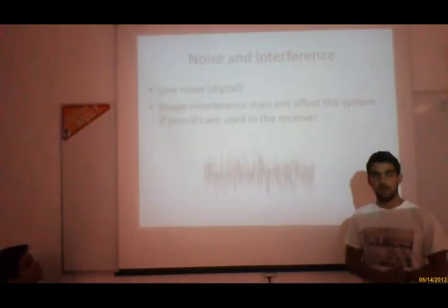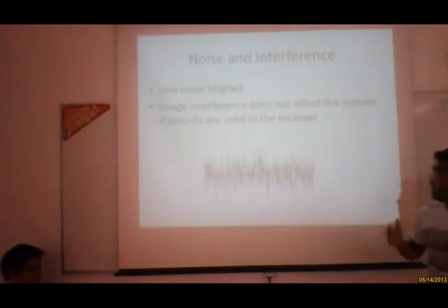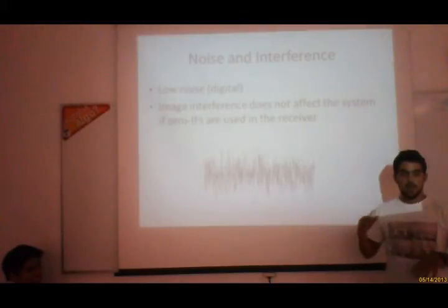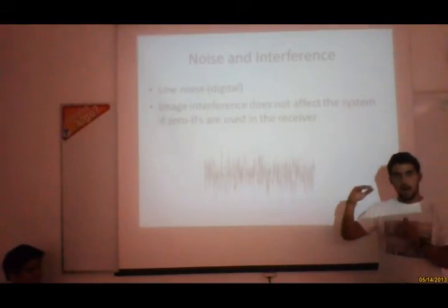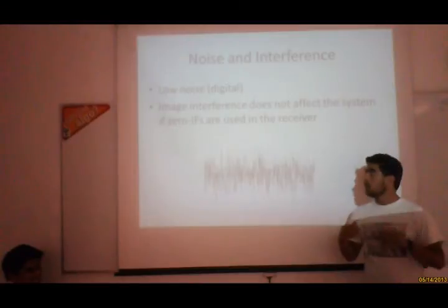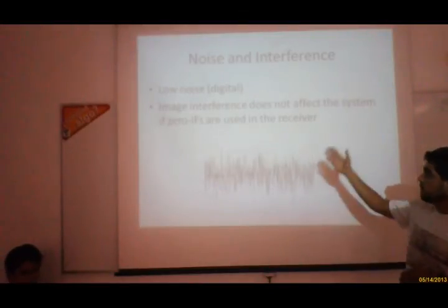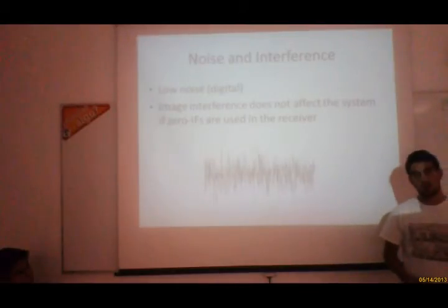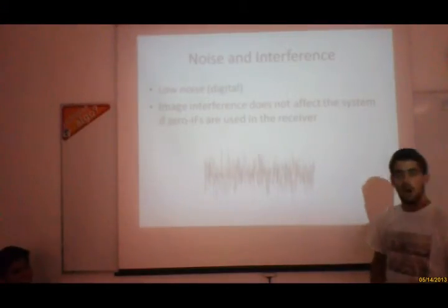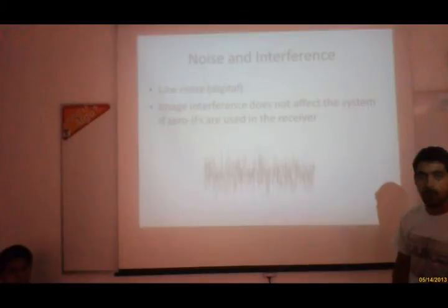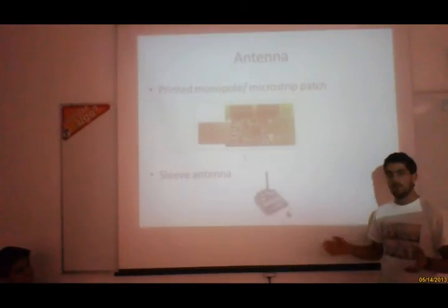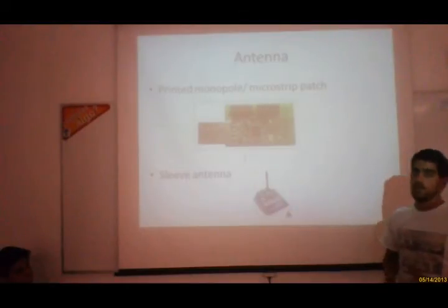About noise and interference. Zigbee features low noise vulnerability because of the digital communication. Digital communication lets us have a big gap between symbols. Image interference does not affect the system if zero intermediate frequencies are used in the receiver. So as we saw, Zigbee has no big issues with interference.